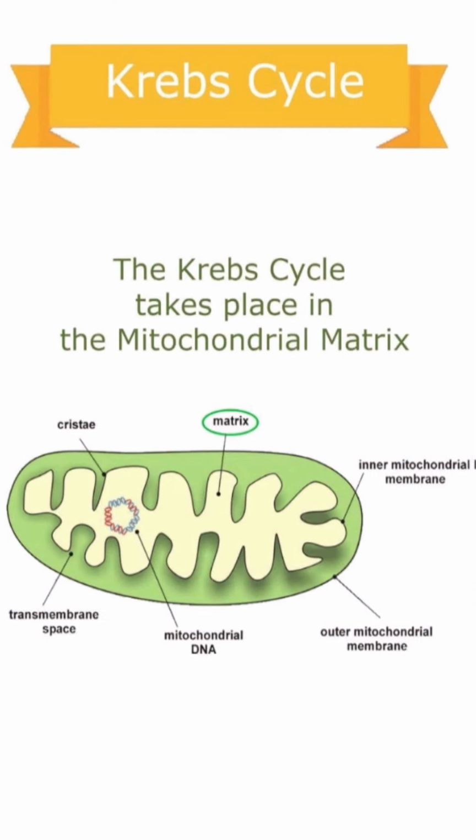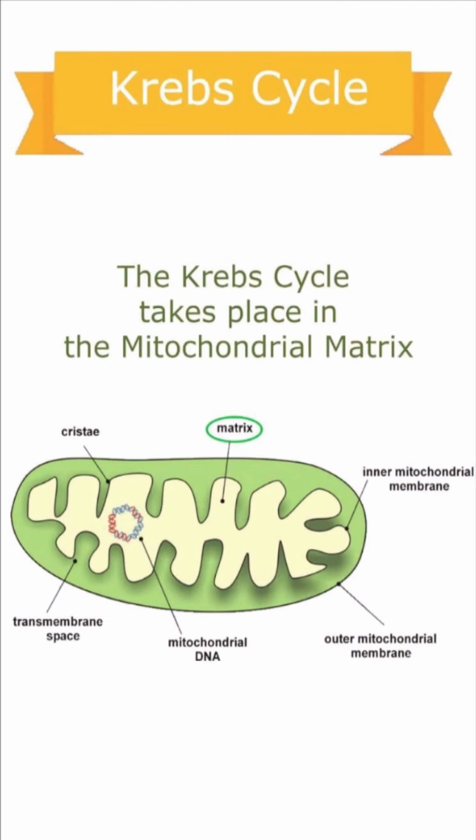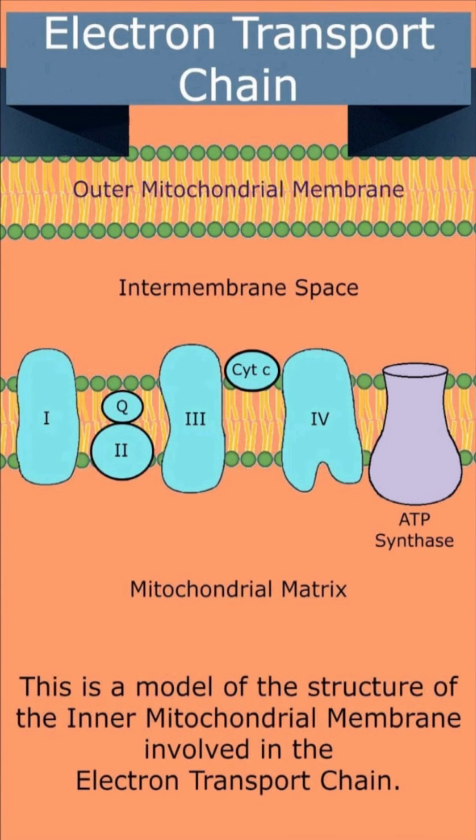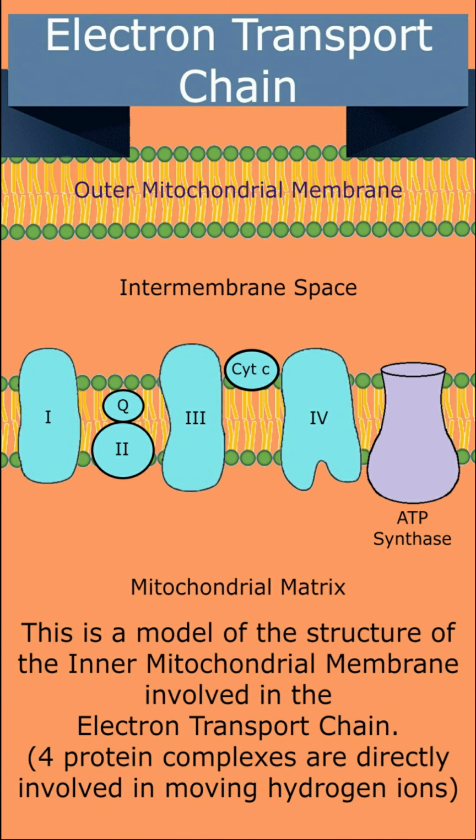After the link reaction is the Krebs cycle, which also happens in the mitochondrial matrix. The Krebs cycle is a closed cycle of reactions that are catalyzed by enzymes, and they will use the acetyl-CoA to produce NADH and FADH2. After the Krebs cycle, the next and final step is the electron transport chain. It happens in the inner membrane of the mitochondria and involves four protein complexes.